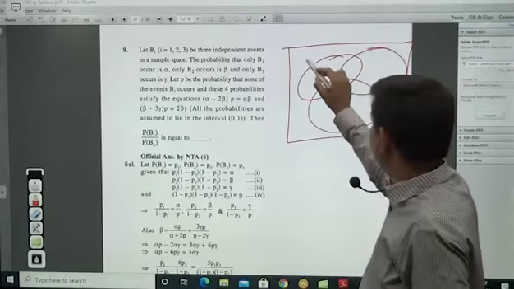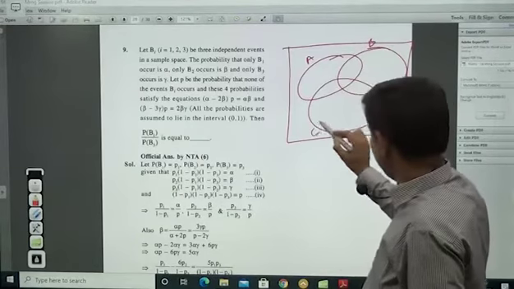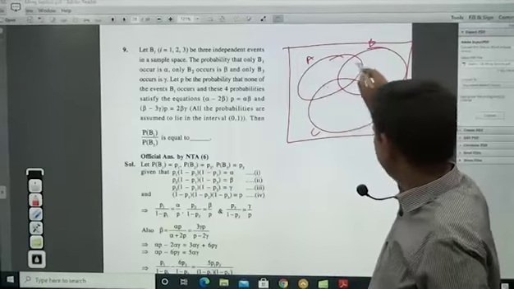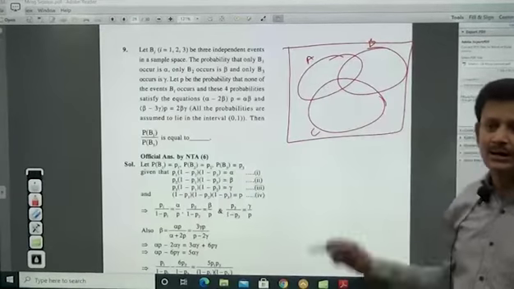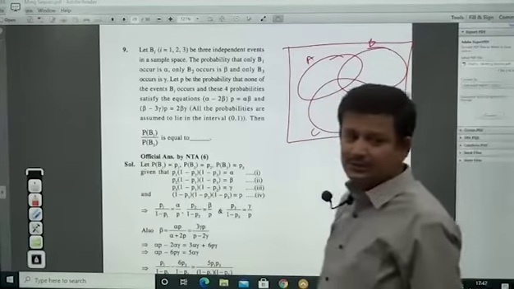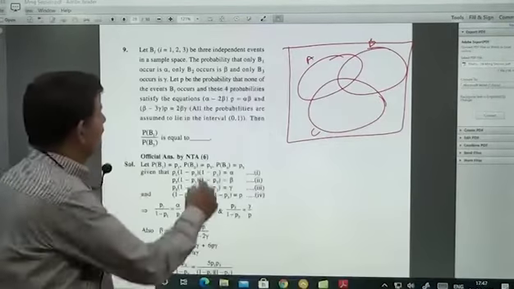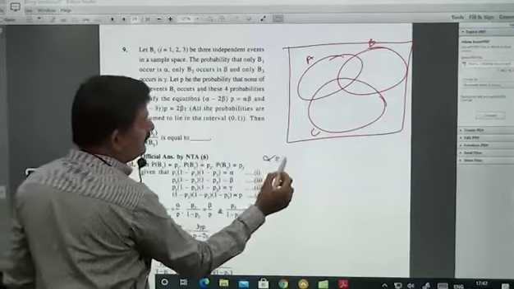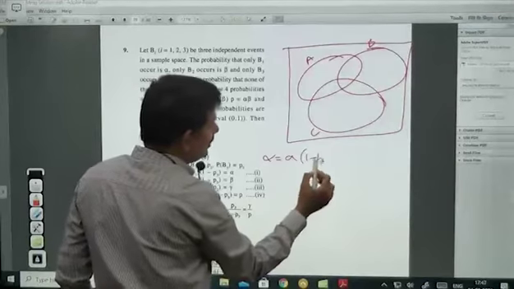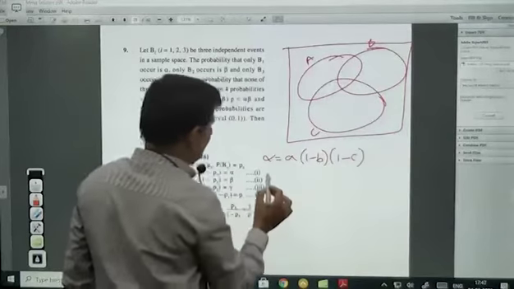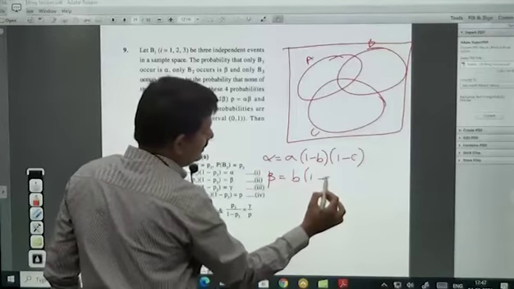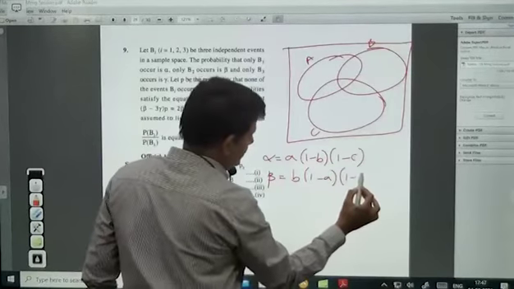Let's say these are A, B, C. Alpha is only the first event occurring. So let's say the probability of A occurring is A, B occurring is B, C occurring is C. So only A occurring means what? Alpha is nothing but A occurring, B not occurring, and C not occurring. Beta is B occurring, A not occurring, C not occurring.